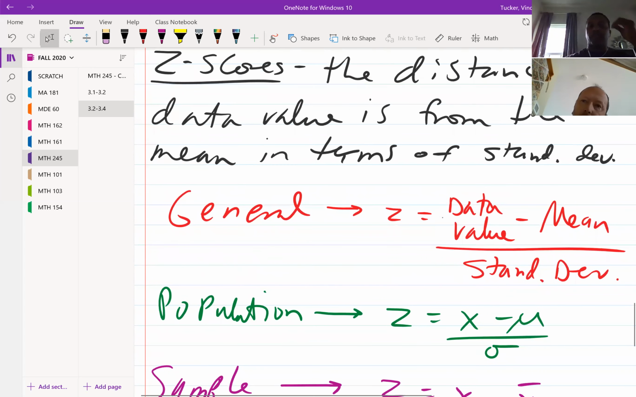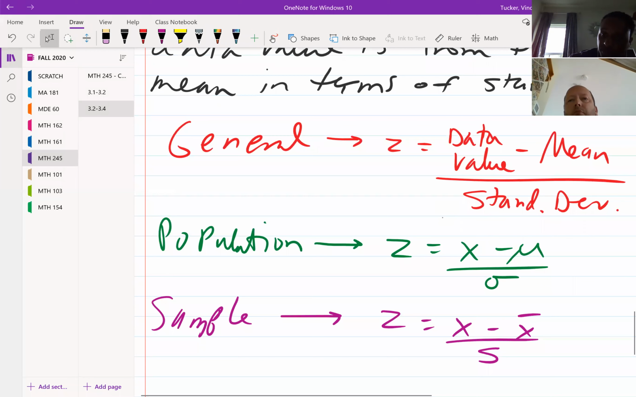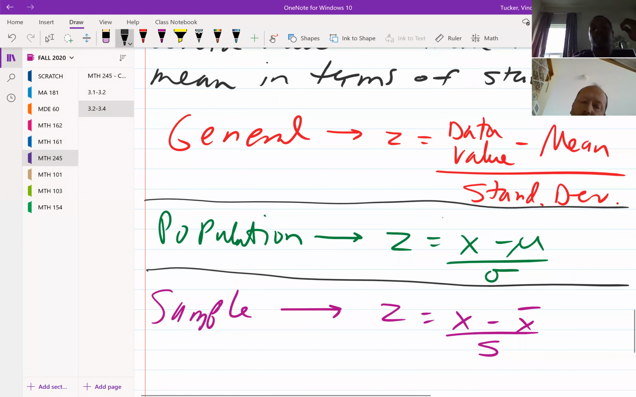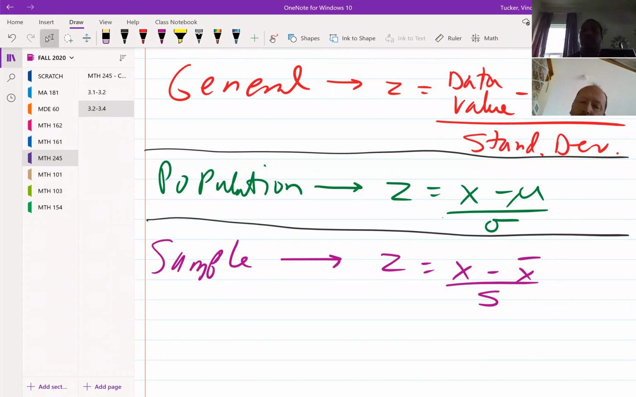All right, so z-score is going to be the distance the data value is from the mean in terms of standard deviations. So the way you would calculate it generally is that you have your data value minus your mean over your standard deviation. Remember we talked about before how your symbols may change according to being in a population versus being a sample. So if it was your population, it would be X minus mu divided by sigma. If it was your sample, it would be X minus X bar divided by S.